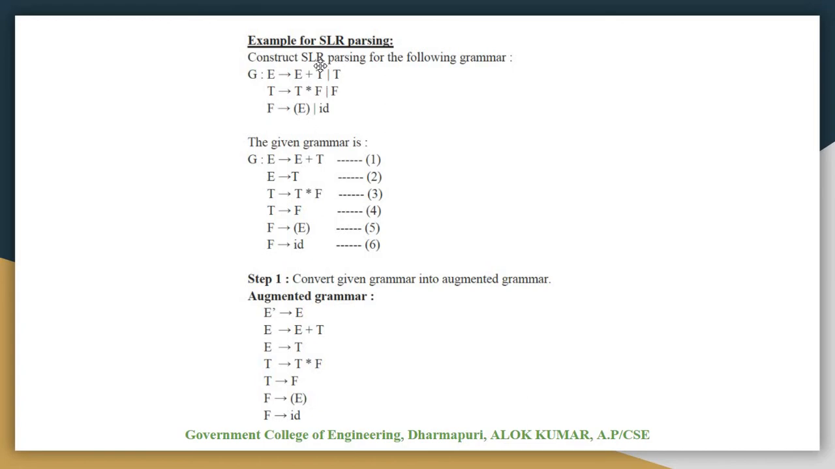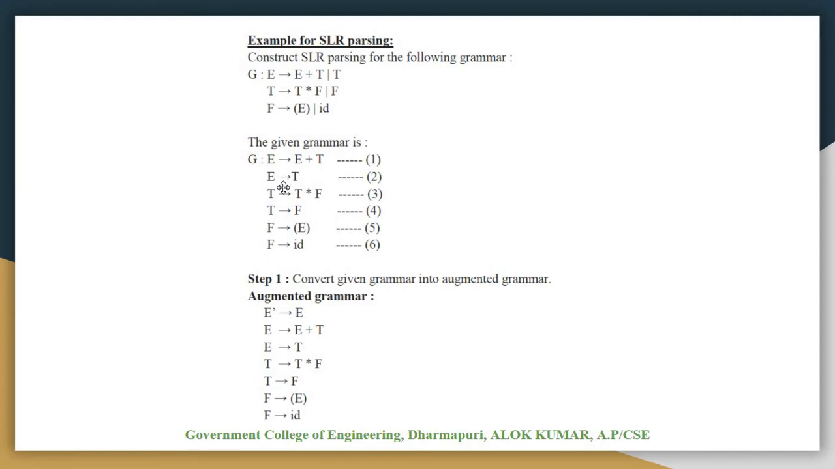So these are the production rules we are initially taking, and here we will construct an SLR parsing table, and we will check whether the string is accepted by the SLR parsing or not. Okay, so with the help of one example we will see. So here we are taking these production rules.